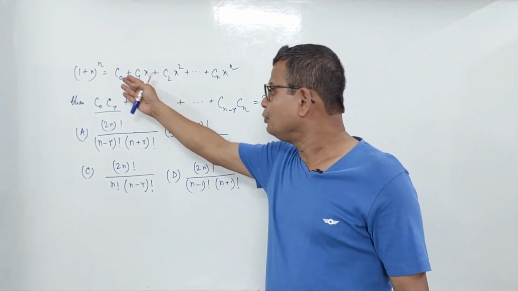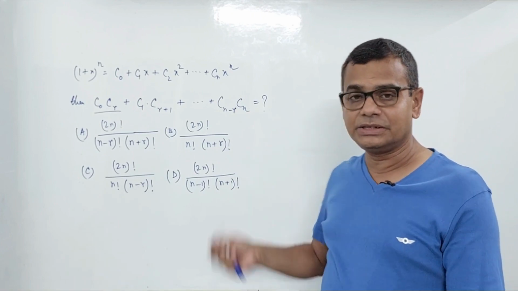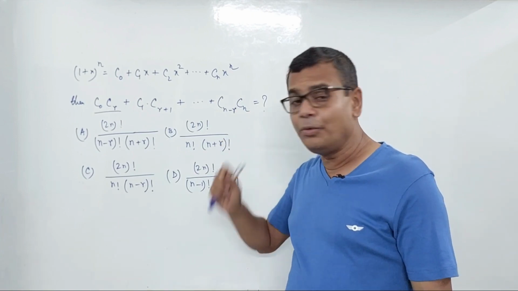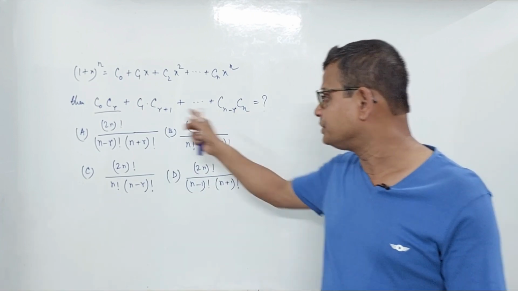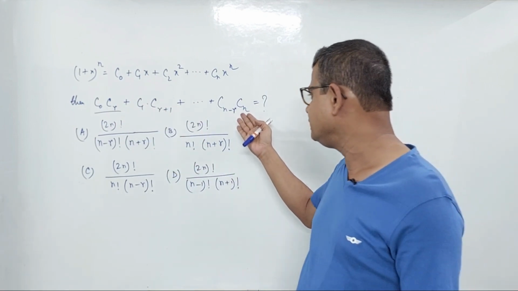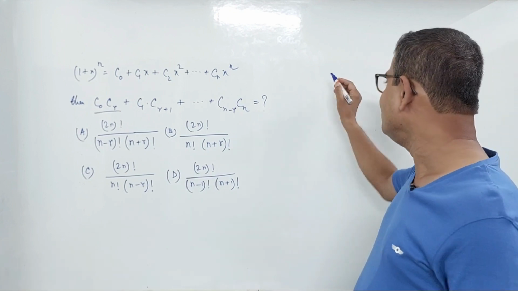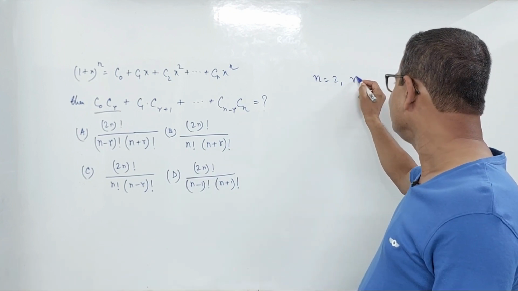(1 + x)^n = c0 + c1x + c2x² + ... + cn x^n. Now we are to find the value of c0·cr + c1·c(r+1) + ... + c(n−r)·cn. We assume n = 2 and r = 2.